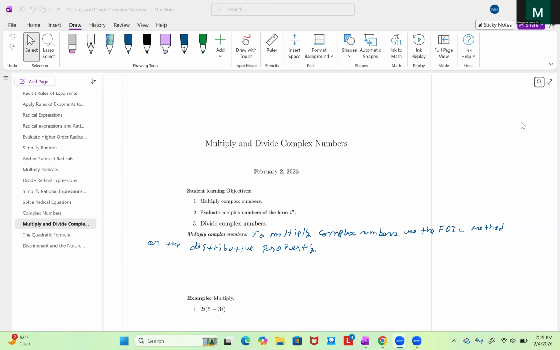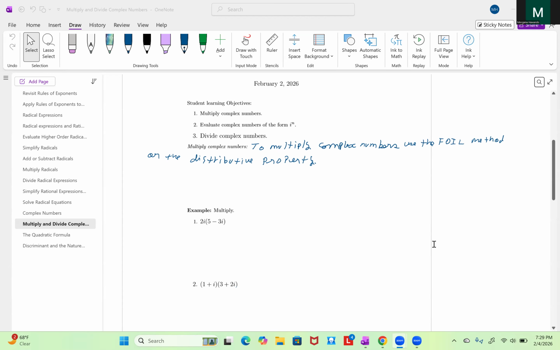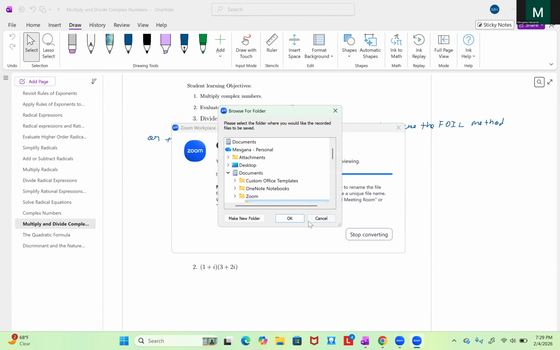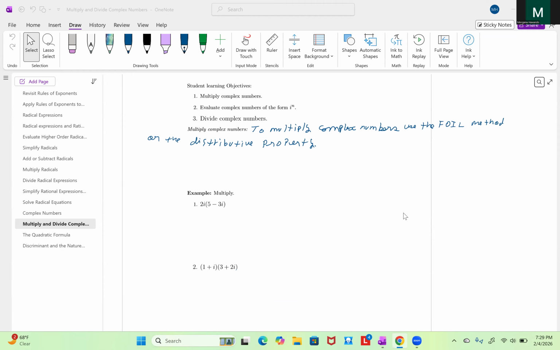Multiply complex numbers. To multiply complex numbers, use the FOIL method or the distributive property. Example, multiply 2i times 5 minus 3i. We use the distributive property here.